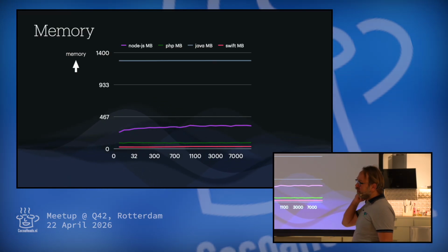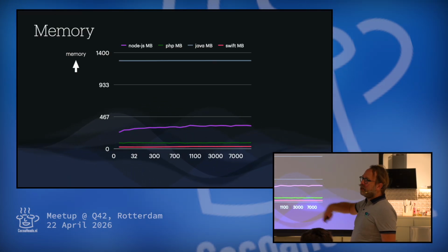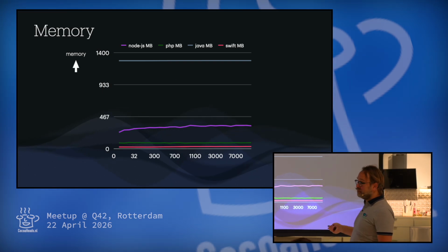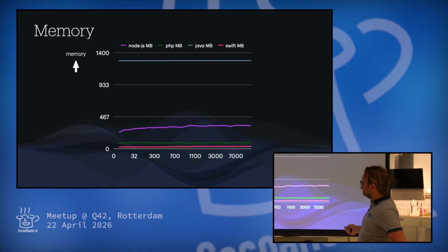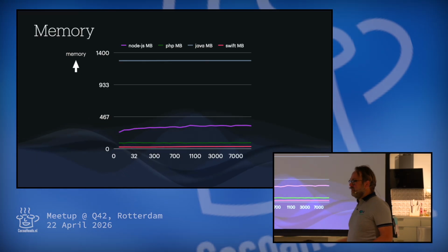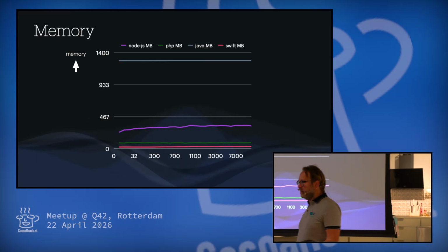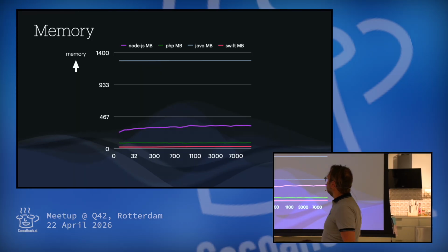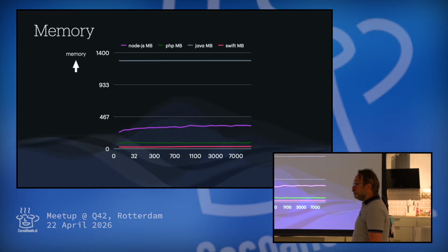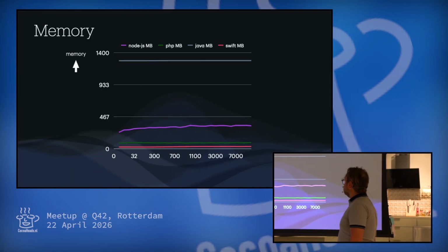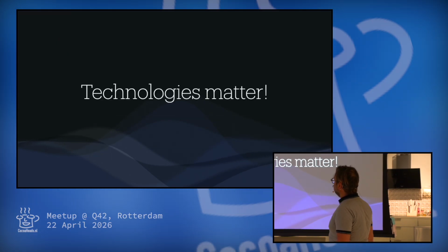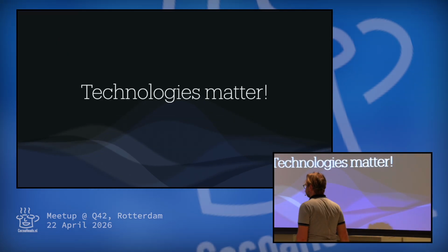I didn't put the graphs in here, but you see the garbage collection of Java and JavaScript as well. The JavaScript, you see the same thing. It rises, dips a bit, and then it rises again. And Swift just stays stable because once you have the memory allocated, it's there, and it doesn't need any more. For this particular application, of course, that's always important. So, indeed, technologies matter.